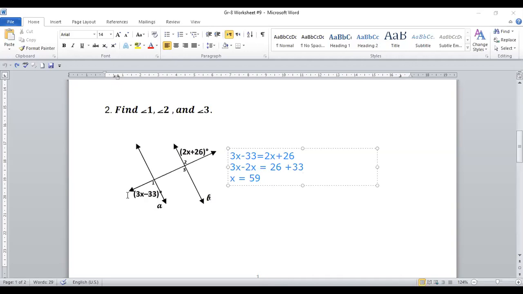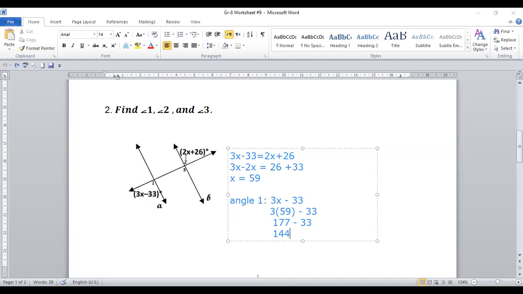Now using the value of x, we can find out the measure of angle 1. So angle 1 is going to be 3x minus 33, right? They have given us 3x minus 33. So we are just going to substitute the value of x in there. So 3 multiplied by 59 minus 33. So 3 multiplied by 59 is going to give you 177, minus 33 will give you 144. So angle 1 is going to be 144. So that means this angle is going to be 144.